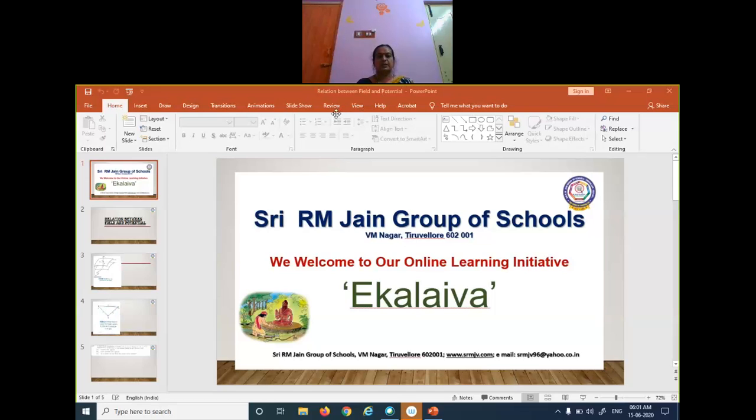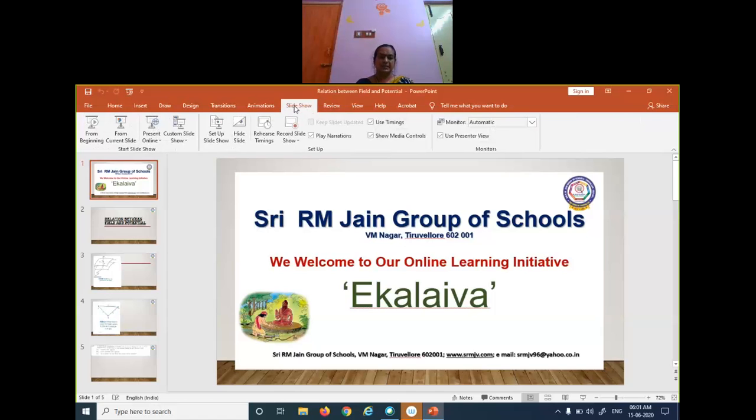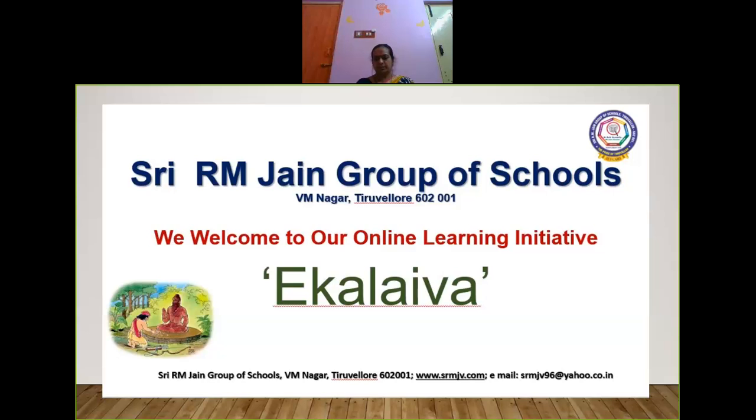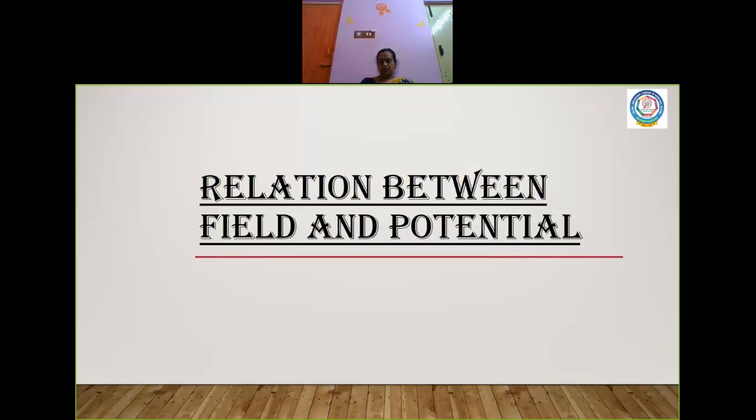Hope you remember equipotential surface. It is a surface at which all the potential remains the same. Okay. Now with that concept in mind, today we are entering into the next topic, which is the relation between electric field and potential. Field in the sense it is electric field, and electric potential.